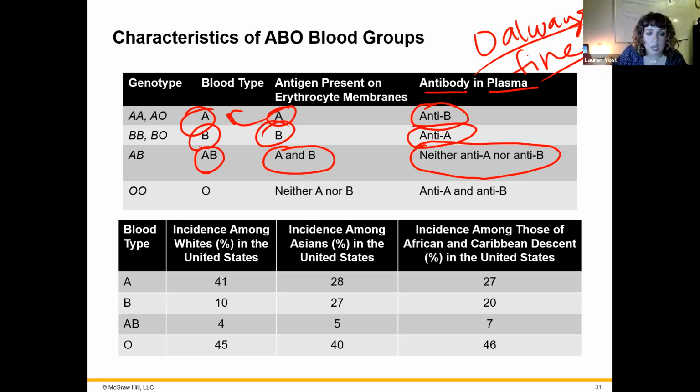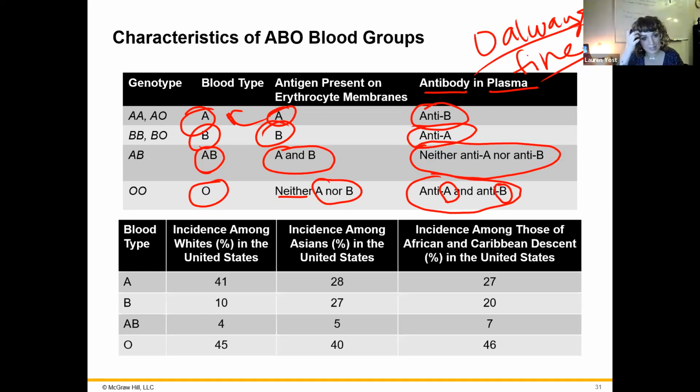So yes, now we have O. This is the problem. O is basic. It's the blank, right? It does not have A or B. So the problem here is that whenever it sees A or B, both of those are foreign to it. It will attack both of them. So it has antibodies against both A and B. This is important because this is what's going to delineate what kind of blood type you can receive as well.